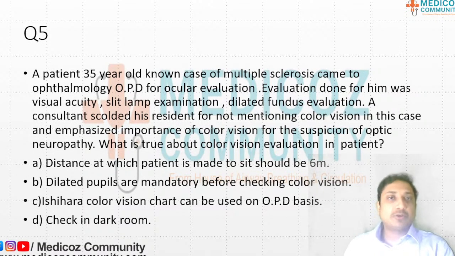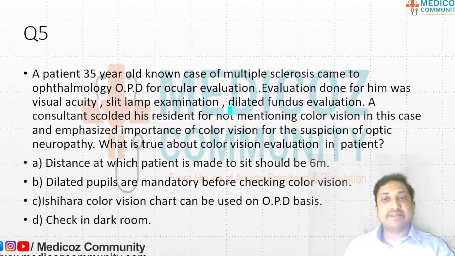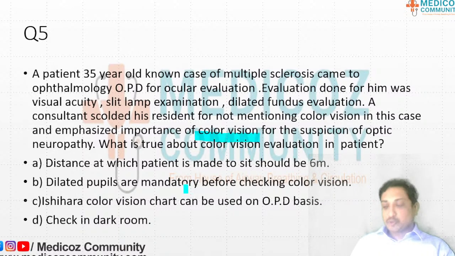A 35-year-old patient, a known case of multiple sclerosis, comes to ophthalmology OPD for ocular evaluation. The evaluation done was visual acuity, slit lamp examination and dilated fundus evaluation. But a consultant scolded his resident for not mentioning color vision in this case and emphasized the importance of color vision for the suspicion of optic neuropathy. What is true about color vision in the patient?